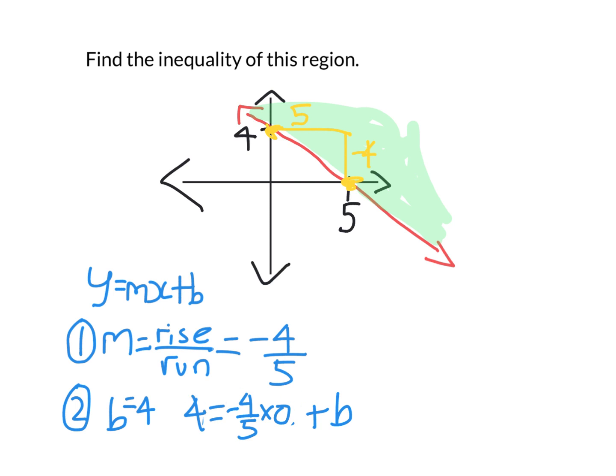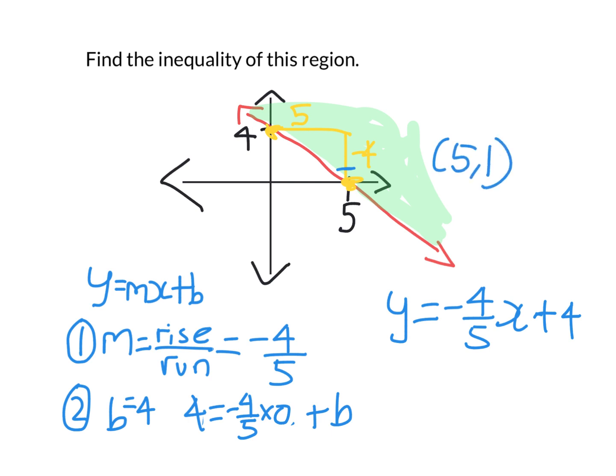So in any case, the equation here is y equals mx plus b. Now what I need to do is replace this equal sign with an inequality. To do that, we want to find a point that's in the region that's shaded. An example of such a point would be a point here, say (5, 1). Any point within the shaded region will do.